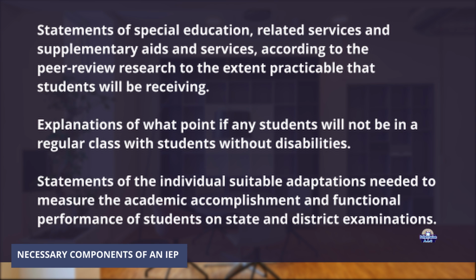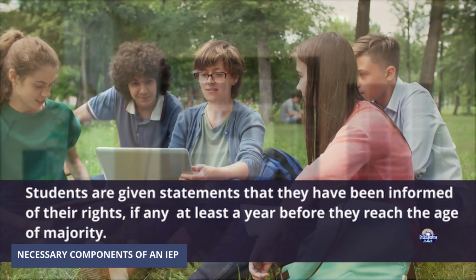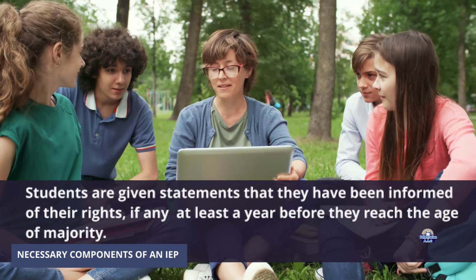Explanation of at what point, if any, the student will not be in a regular class with students without disabilities. Statements of the individual suitable adaptations needed to measure the academic achievement and functional performance of the student on state and district examinations. Proposed dates of beginning and length of special education services that the student will get. Statements of suitable, measurable post-secondary education objectives, to be reviewed annually, and transition services. Students are given a statement that they have been informed of their rights, if any, at least a year before they reach the age of majority.